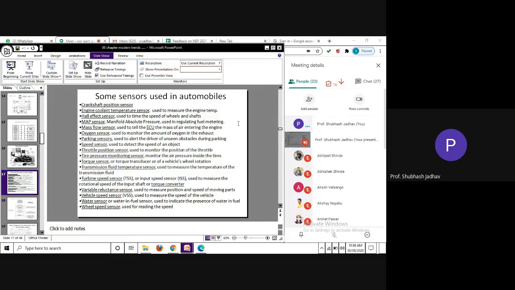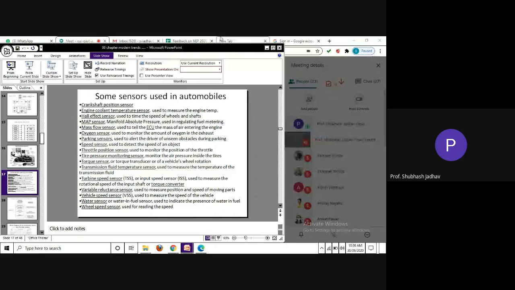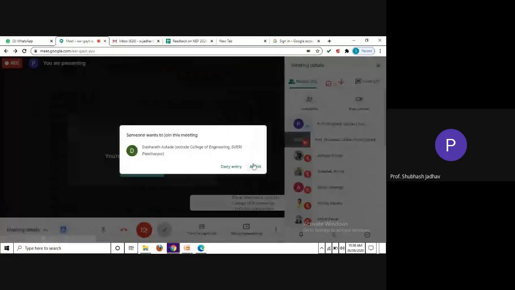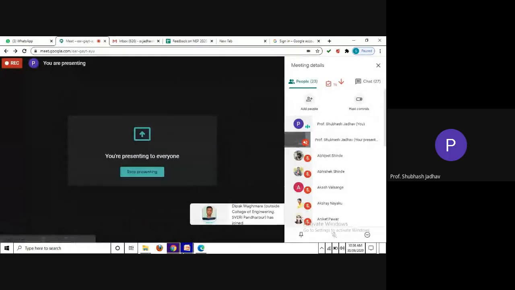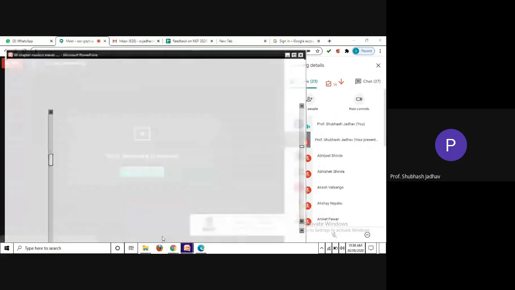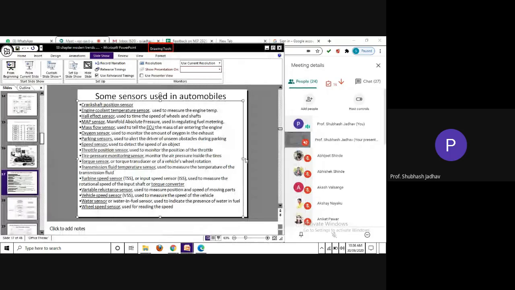The oxygen sensor is used to monitor the amount of oxygen in the exhaust. What will this tell you? Here we are trying to measure whether there is oxygen in the gases coming as an outlet from the system. So if the sensor is detecting some oxygen in the exhaust, what is the meaning? The meaning is that the efficiency of the combustion taking place inside the engine is less. Some air is coming out of the engine cylinder unutilized. That is the meaning.